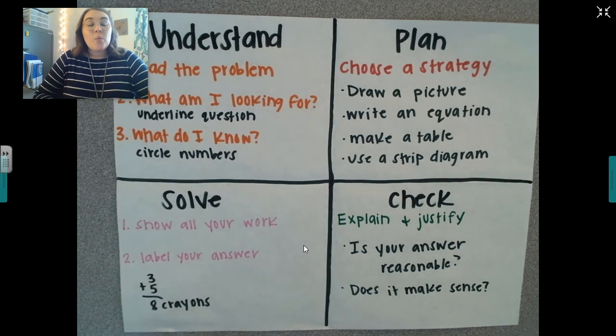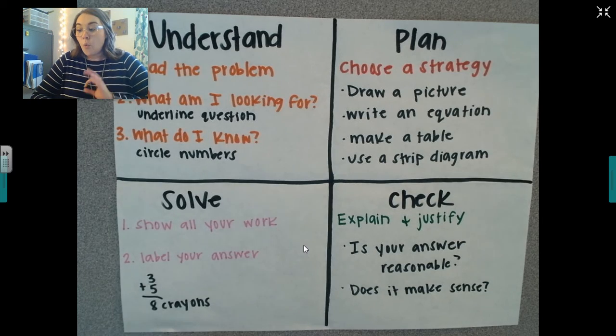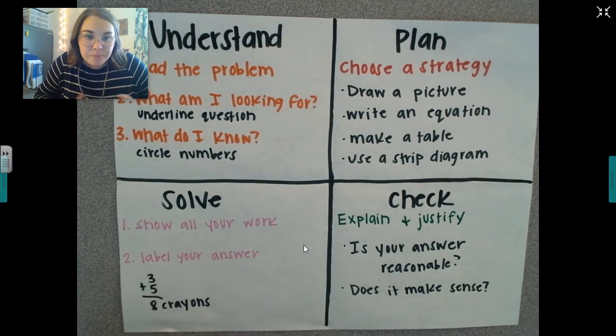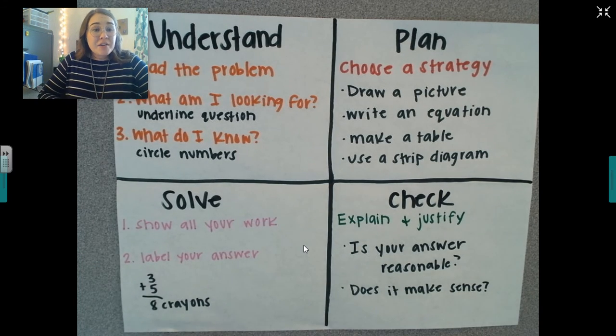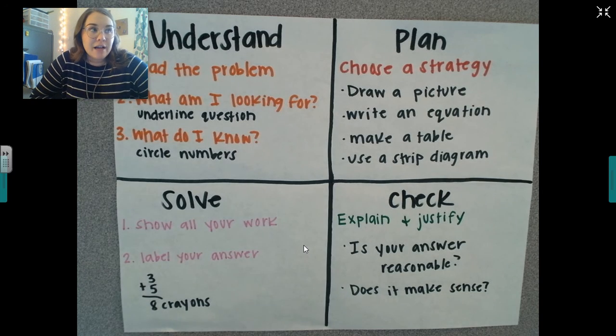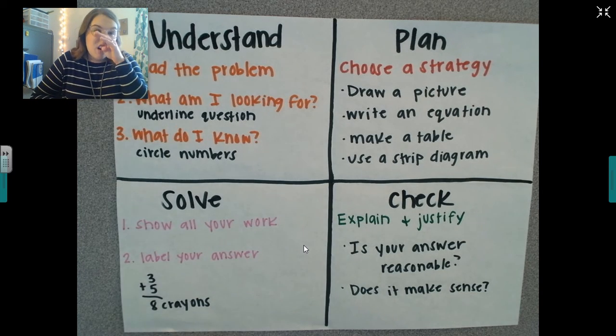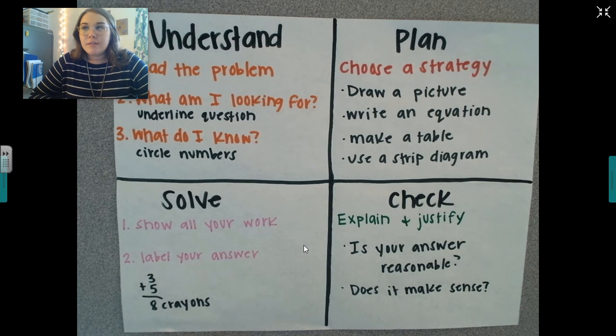Okay, so when you understand, first of all, read the problem. Then you're thinking, what are you looking for? Underline the question. And what do you know? Circle the numbers. And then in your understand box, you're going to write down everything that you know about the problem and everything you think is important: the numbers, what's going on, the labels.